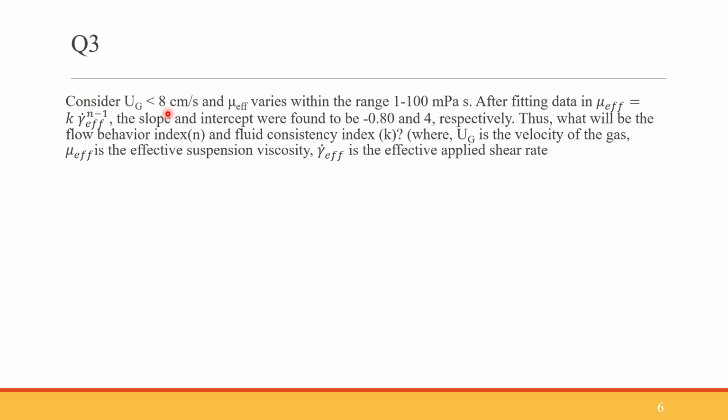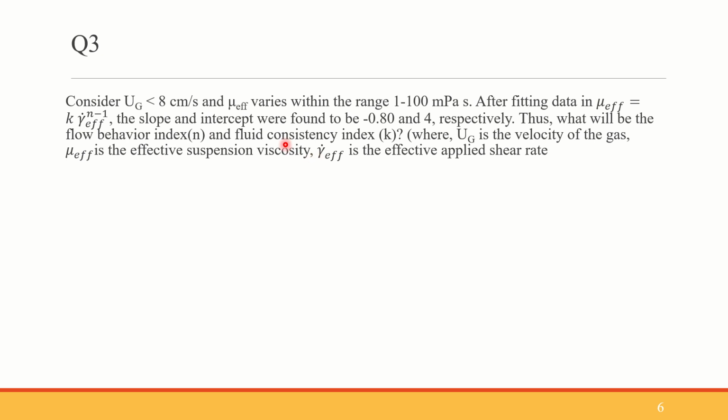Consider Ug is less than 8 cm per second and mu effective varies within the range of 1 to 100 millipascal second, and after fitting data in mu f is equal to k into gamma effective to the power n minus 1, the slope and intercept were found to be minus 0.8 and 4. What will be the flow behavior index and flow consistency index? Where Ug is the velocity of gas and mu effective is the effective suspension viscosity and gamma effective is the effective applied shear rate.